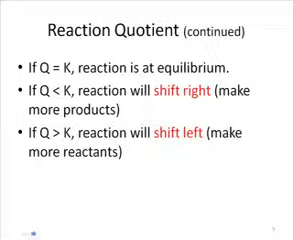Here's what we can know from Q. If it's equal to K, then we know the system is already at equilibrium. If it's less than K, then the system is going to proceed in the forward direction. We use the term shift right for that. It's going to make more products. If Q is greater than K, then the system will go in the reverse direction. It's going to make more reactants, or shift left. So let's see how that applies to performing these calculations.